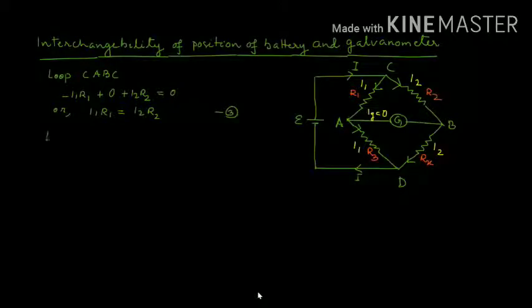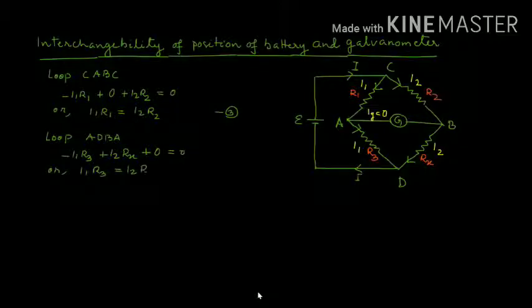Then applying Kirchhoff's loop rule to loop ADBA, we go from A to D in the direction of current. So the product I1 R3 is negative, minus I1 R3. Then we go from D to B against the current I2, so the product is positive, plus I2 Rx. And in the direction BA, that is 0, it is equal to 0, or I1 R3 is equal to I2 Rx. So this is equation 4.